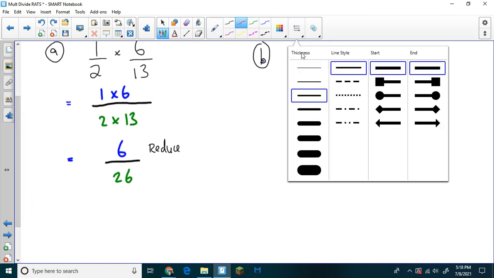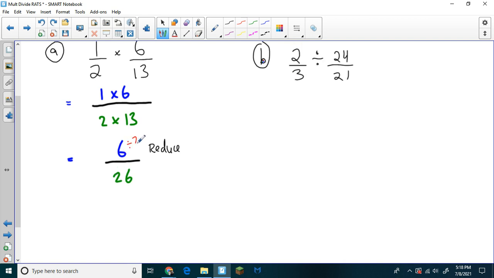That generally means, can I find a number that goes into both the top and the bottom? If they're even, as both of these two numbers are, we can divide by 2. So what I'll get is 3 over 13. And I cannot reduce this any further. This is it.